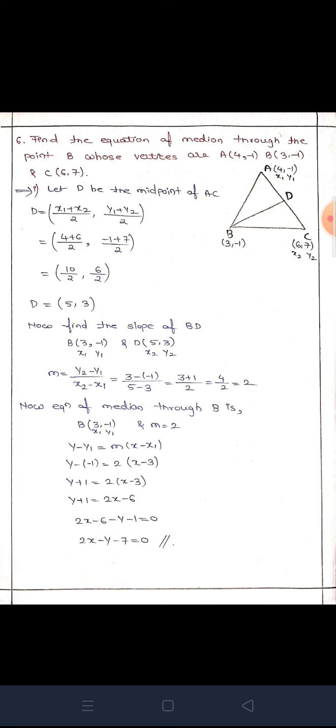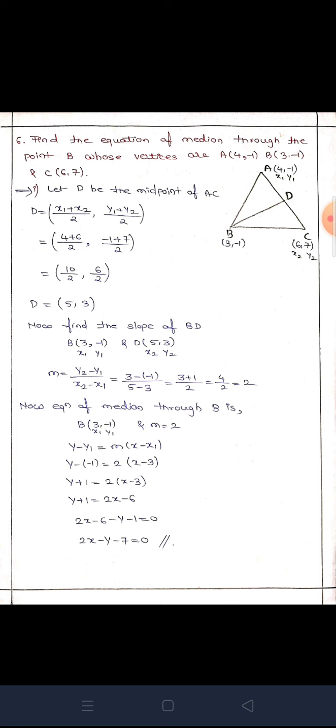So m is 2, and through the point B, what is the value of B? 3 and minus 1. Write the equation of the median through the point B. y minus y1 equals m times (x minus x1). What is the value of y1? Minus 1. So y minus (minus 1) equals 2 times (x minus 3). So y plus 1 equals 2(x minus 3). So y plus 1 equals 2x minus 6.